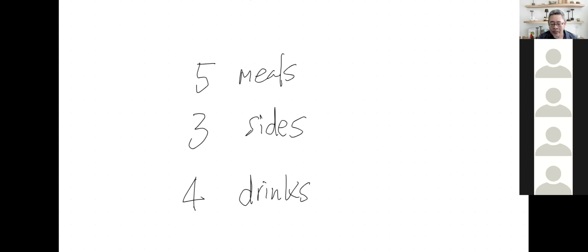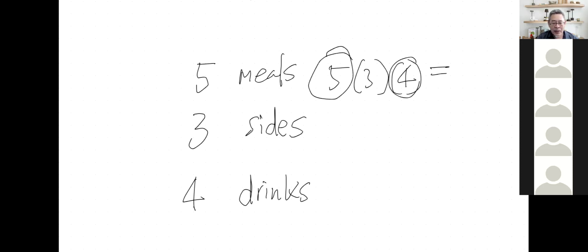Good job, Mia. So basically we simply multiply 5 times 3 times 4. We got 5 times 4 is 20, and 20 times 3 is 60. So that's how many choices we got.